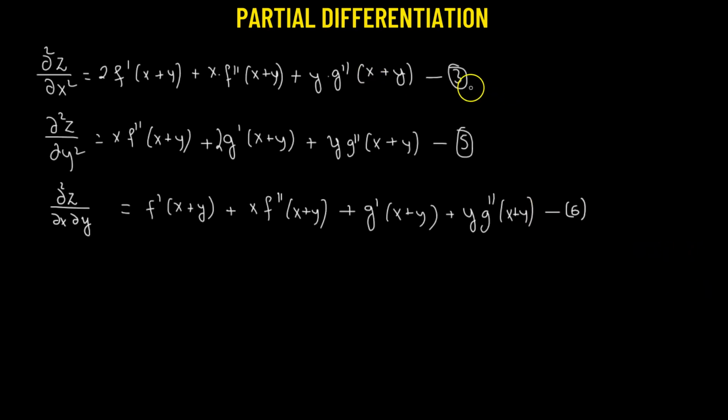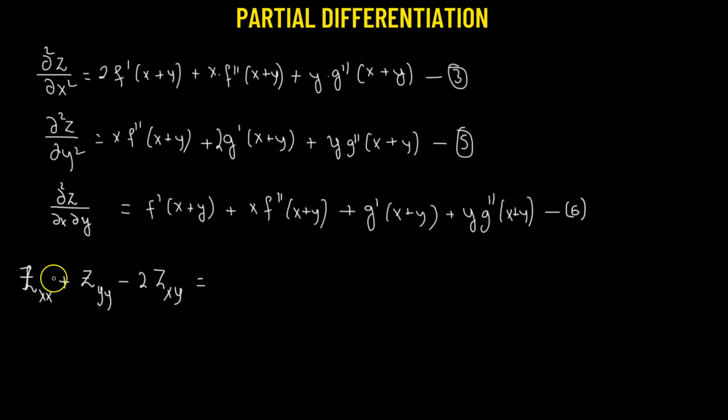Now considering equations 3, 5 and 6, what we'll do is add equation number 3 and equation number 5. That means we have the second partial derivative of our function z with respect to x, added to the second partial derivative of the function z with respect to y, and from it we are going to subtract 2 times the partial derivative of function z with respect to y followed by x. So let's do that.